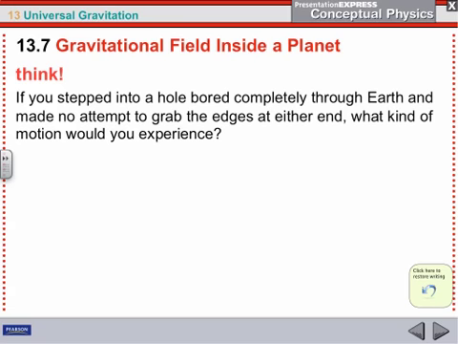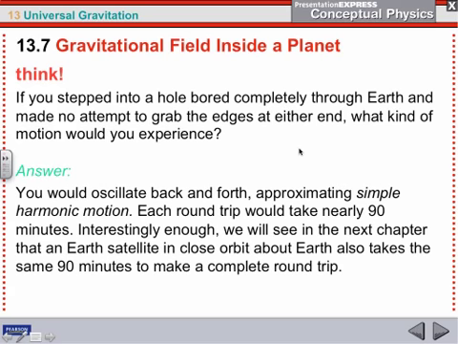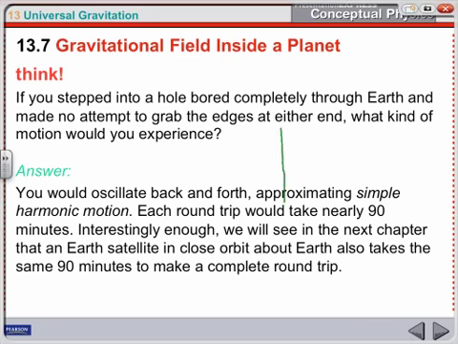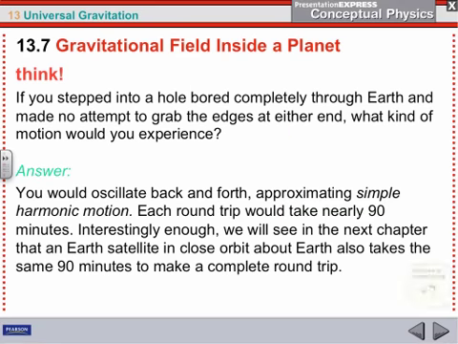All right, here's a question. You stepped into a hole, bored completely through the Earth, and made no attempt to grab the edges at either end. What kind of motion would you experience? Well, it would be simple harmonic motion. In other words, you would go through, you would go back, you would go through, you would go back. Kind of like a spring. If you pull a spring and stretch it out, it goes up and back, down and up and down. That's the idea. That's simple harmonic motion.